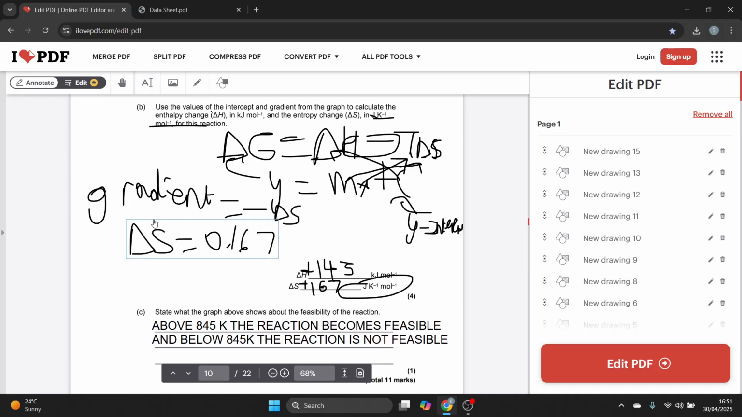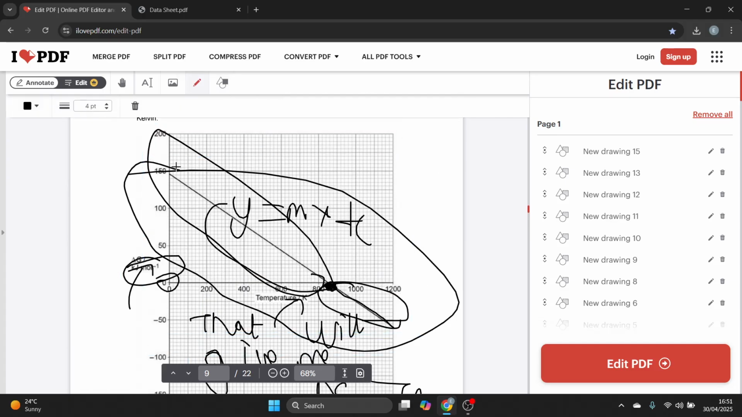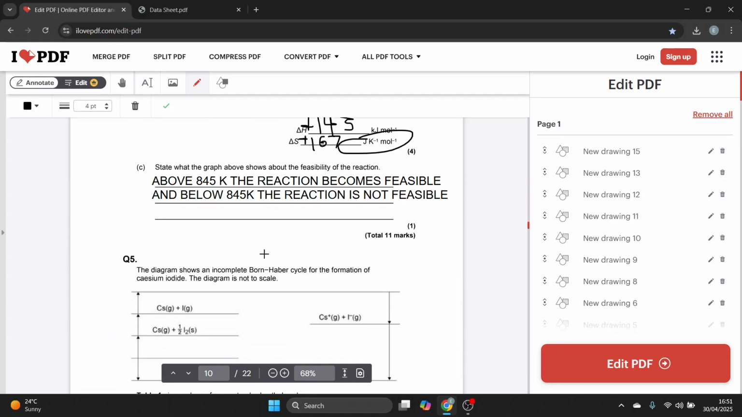But yeah, please guys, anytime you see this, they're probably all going to use this in my year for 2025. Straight line graph, y equals mx plus c, compare it, and then carry on from there.